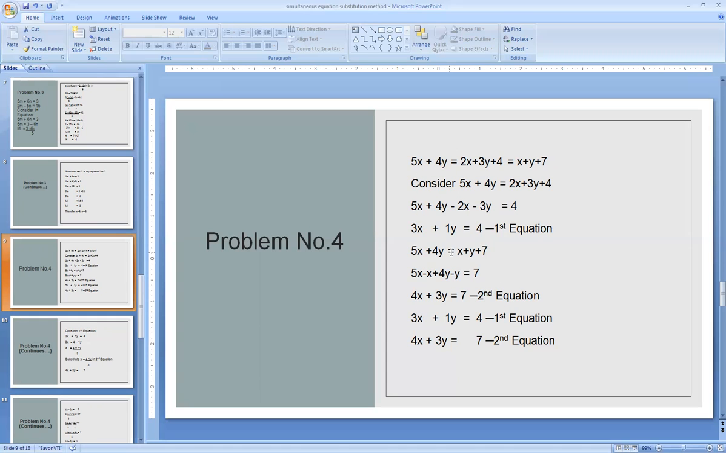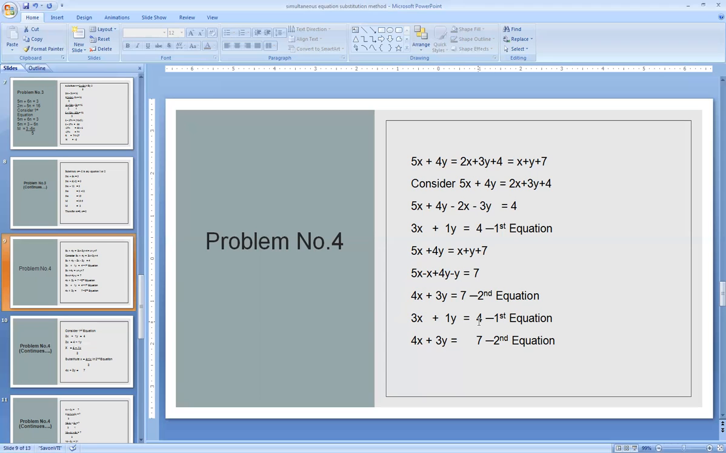This 5x plus 4y is also equal to x plus y plus 7. In the same manner as we did for framing the previous equation, we are going to shift the x and y values to the left side and retain the numbers at the right side. 5x plus 4y, and this plus x becomes minus x, this plus y becomes minus y equals 7. Therefore, how many x are remaining here? It is 4x remaining, 4y minus y is remaining, that is 3y equals 7. Therefore, this will become the second equation.